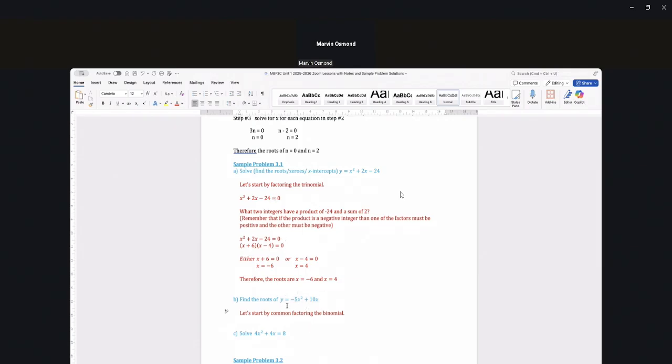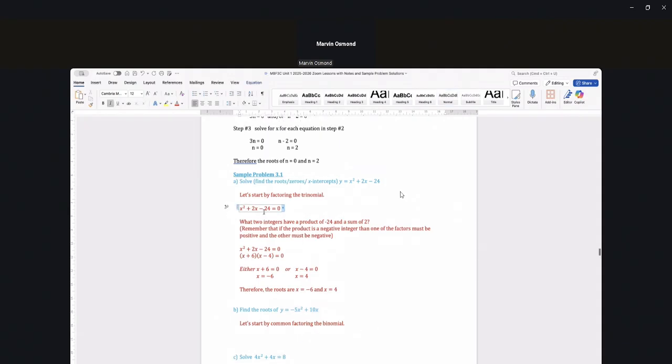So the y value must be 0. I'm just going to copy this part right here to make it a little bit quicker when I get down here. So I'm working the same problem. So now we have negative 5x squared plus 10x equals 0.